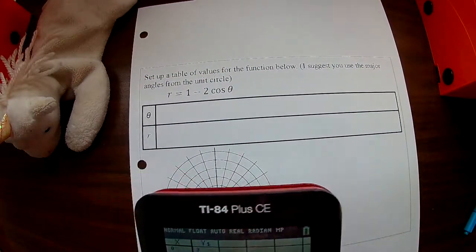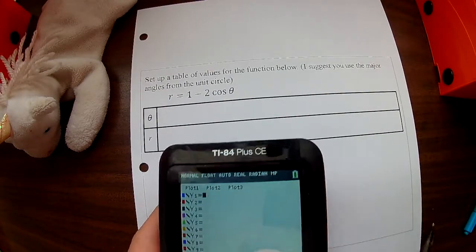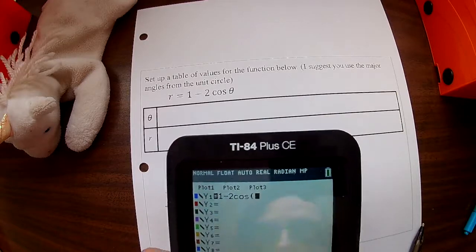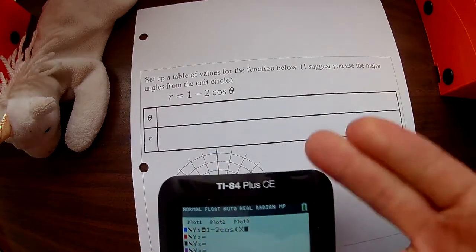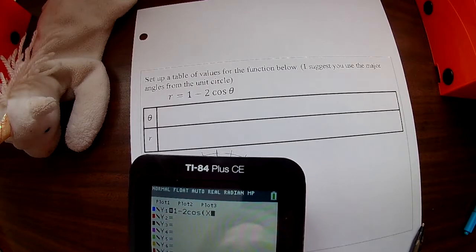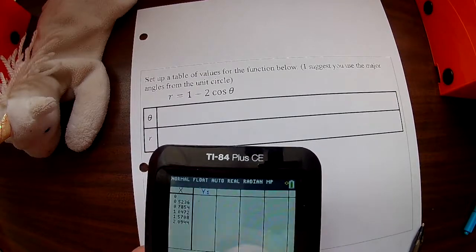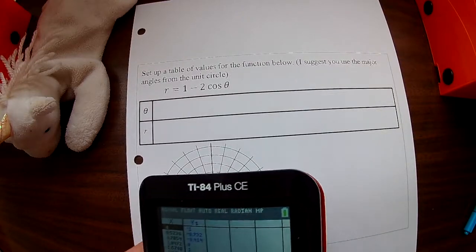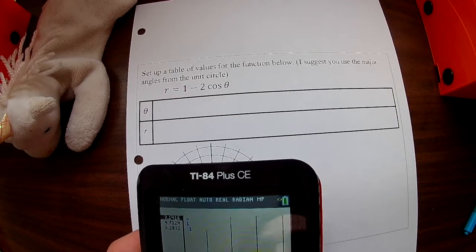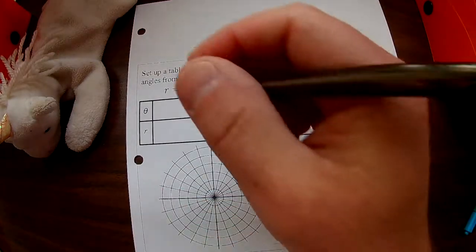This is the one that you have. And just to make it a little bit simpler, I would definitely go for my calculator. 1 minus 2 cosine of x, using x instead of theta because my calculator doesn't understand theta. Again, going to my table, just going to make up some numbers. Let's get all those out of there, although those are the exact numbers that I'm going to be using.